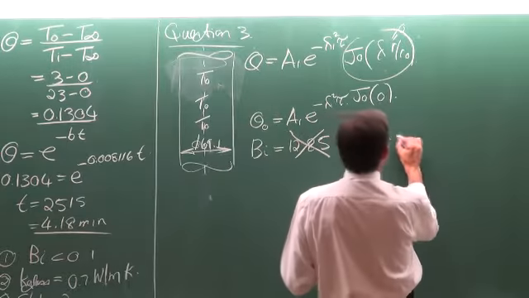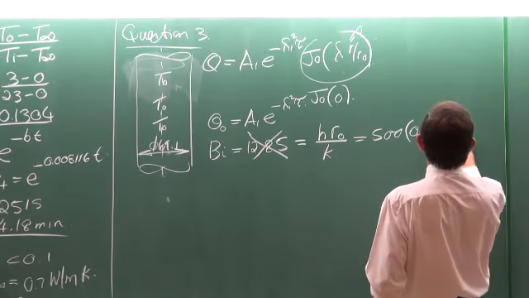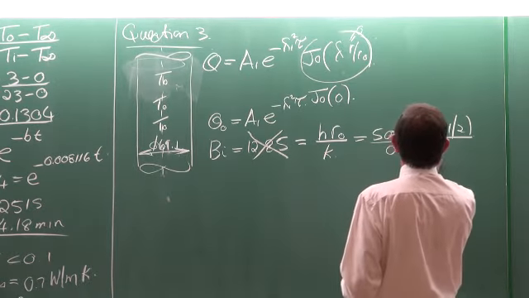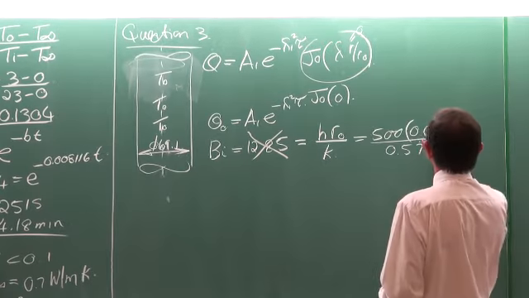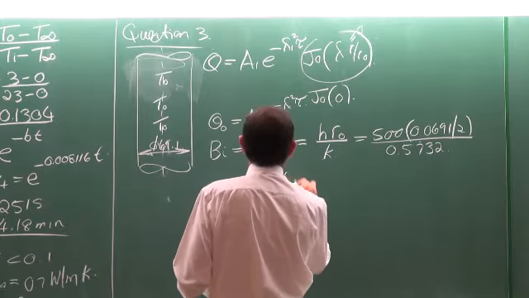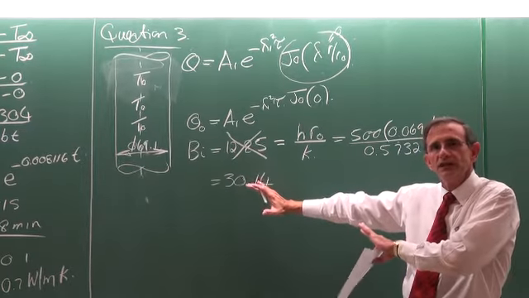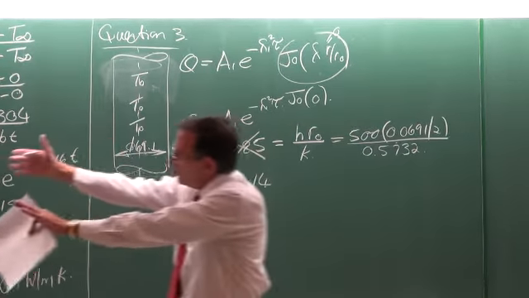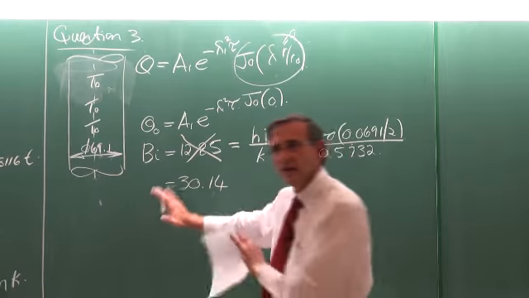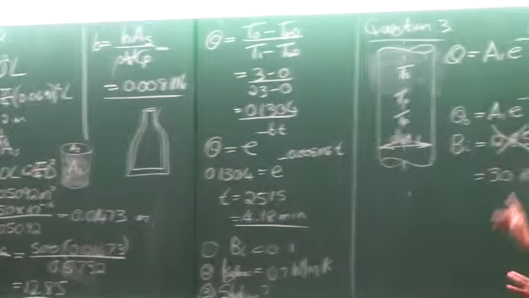The heat transfer coefficient is 500. The radius is equal to 0.0691 divided by 2, divided by the thermal conductivity, which is equal to 0.5732. And the result is a Biot number of 30.14. Right. Now that doesn't mean, if you look at this result, that you must look at it in terms of the previous work, whether it's smaller than 0.1 or larger than 0.1. That is not relevant at all. Remember, that criterion is only valid for the lump system.